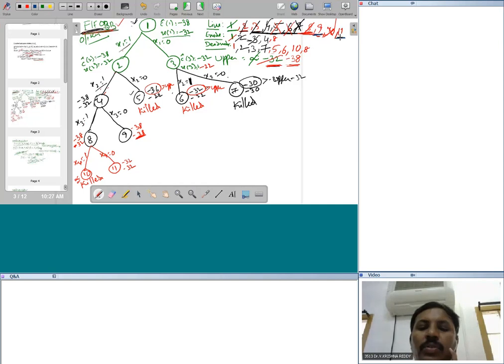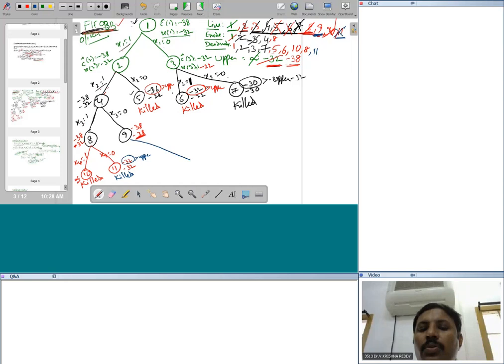These are live nodes. We need to cross check whether it is possible to kill them or not. What is the kill condition? C cap of x is greater than upper. Is minus 38 greater than minus 38? No. Is minus 32 greater than minus 38? Please observe, minus 32 is greater than minus 38? Yes. So this value is greater than the upper value, that's why we have to kill this node. So node 11 is also killed, and we move it to the dead nodes. Only node 9 is available as a live node.